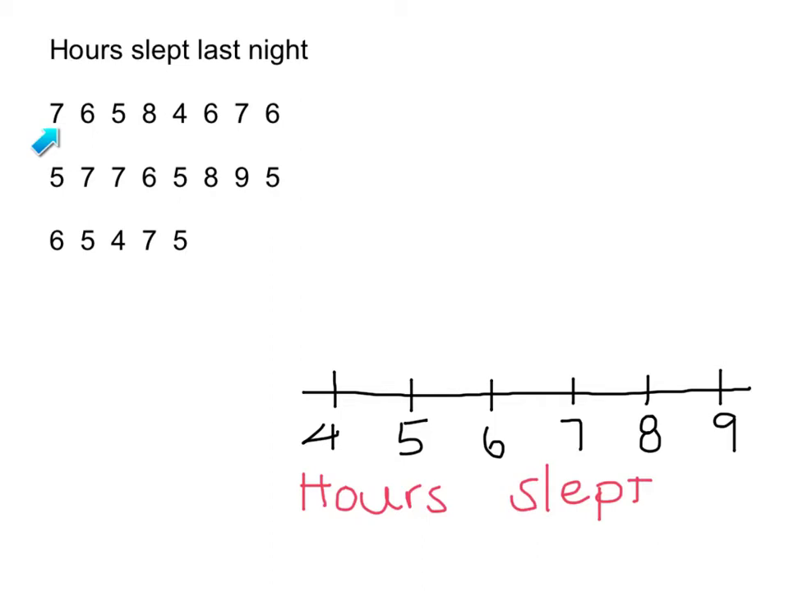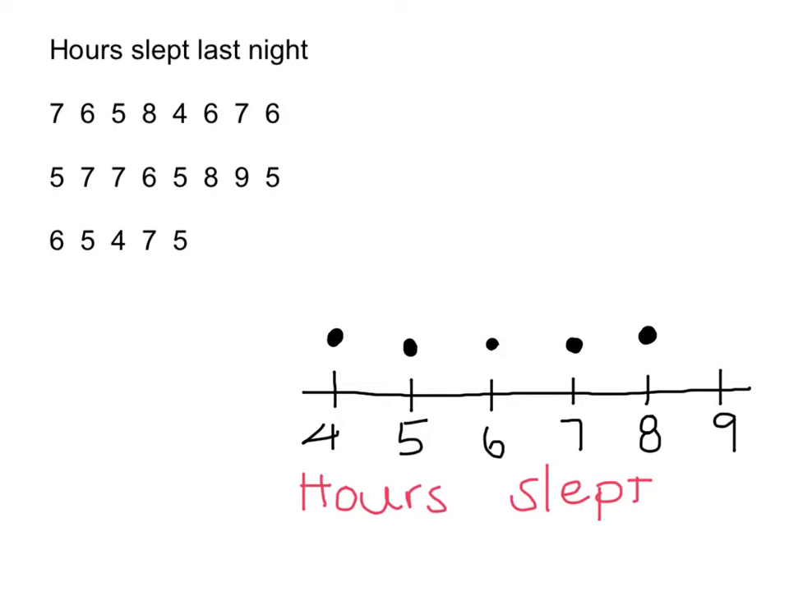So I'm going to start with this 7, and I'm going to make one dot above the 7 on my horizontal axis, like so. Then I'm going to go on to the next piece of data. The next piece of data is a 6, so I will make a dot above 6, just as I did above 7. I'm going to continue until I've made one dot for each piece of data. The next piece of data is a 5, then an 8, then a 4.